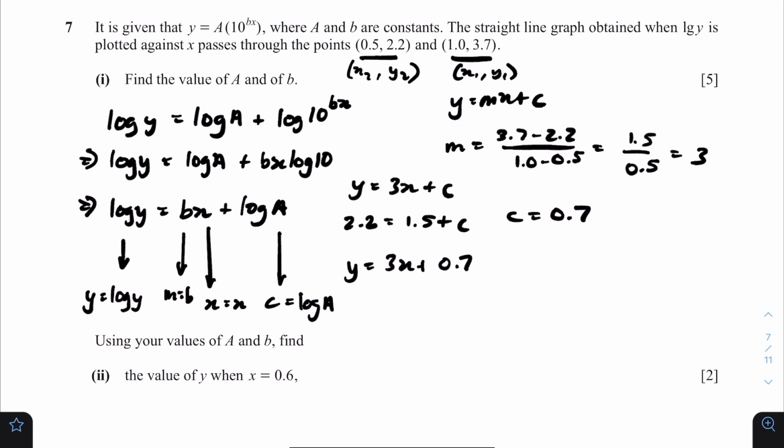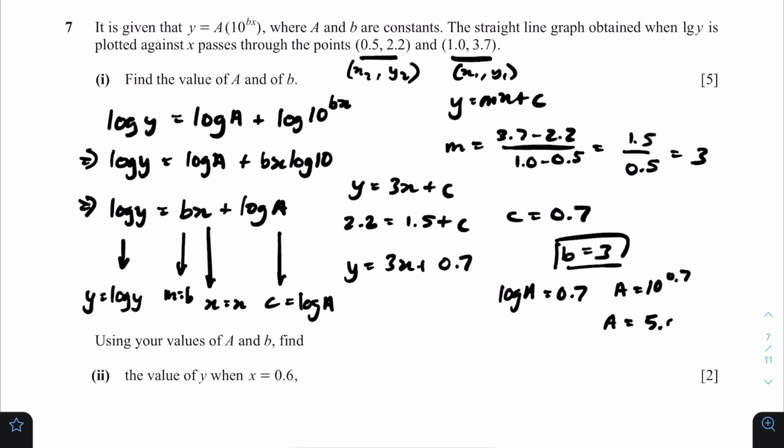So we compare each of the things. So we know that the gradient is represented by b, so therefore b equals 3. And we know that log a is the same thing as 0.7. So we can say log a equals 0.7, and therefore a equals 10 to the power of 0.7. If we put this into our calculator, we can find out what a is. So I'm just going to do that right now. 10 to the power of 0.7, so a is equal to 5.01.